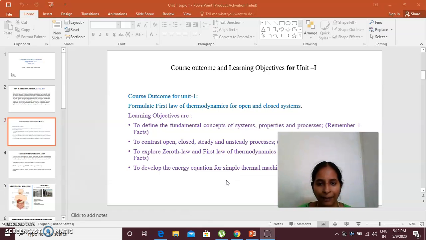And also we have to explore in detail the zeroth law and first law of thermodynamics and the application of this first law to various steady flow devices, because most of the engineering devices come under the utilization of thermodynamics laws. So we have to develop the energy equations for simple thermal machineries.